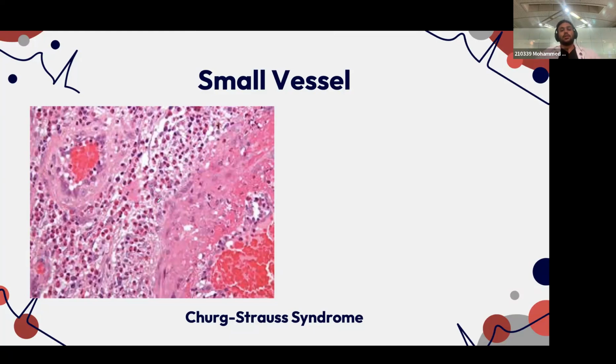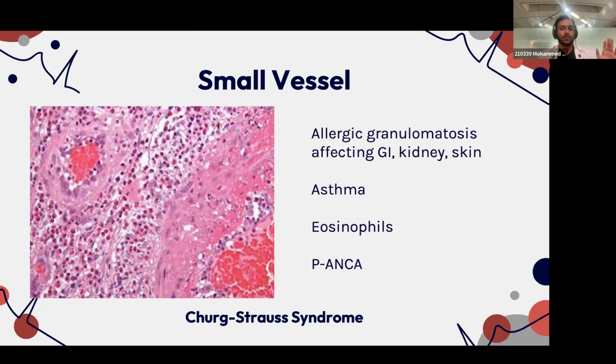Now, generally, when you think about eosinophils, what diseases do you think of? Generally speaking, asthma. So you think of allergies, you think of asthma. So that's number one. Last differentiating point. Is this P ANCA or C ANCA? P ANCA. So remember these, okay? It's an allergic granulomatosis affecting the GI, the kidney, and skin.